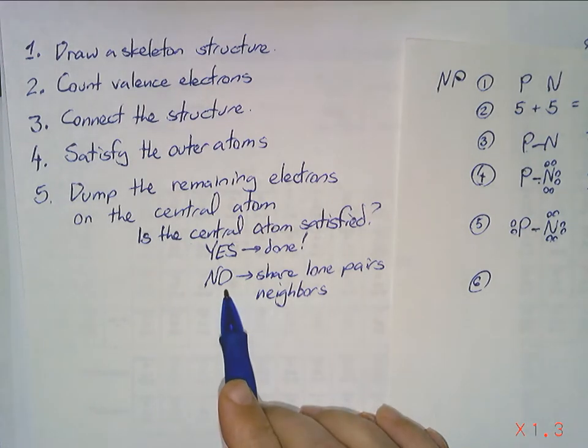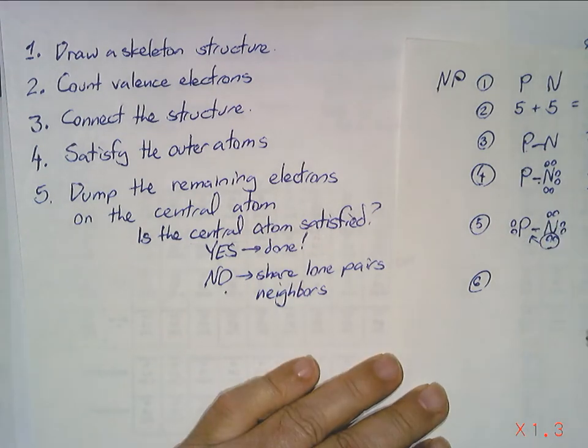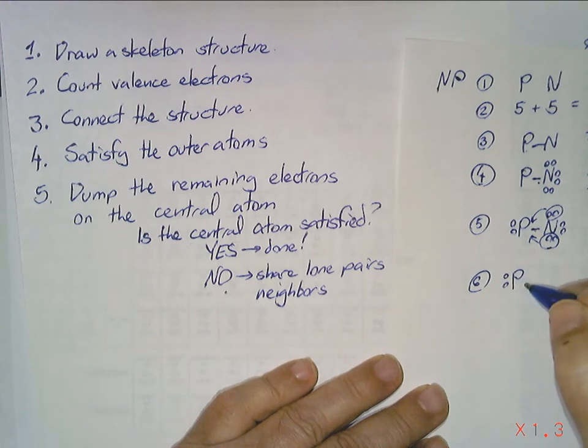Well, if the central atom is not satisfied at this point, what you want to do is share lone pairs with the neighbors. Now this nitrogen has got a lot of lone pairs on it. If I share that lone pair and make it into a stick, the nitrogen still has that, and the nitrogen will still be satisfied. But now the phosphorus will think that it has 2 more electrons. But how many more does it want? It had 4. If we share 2, that's not enough. It wants to have 8, so I have to share another lone pair. I'm going to share 2 lone pairs. So I'm going to rewrite the structure like this.